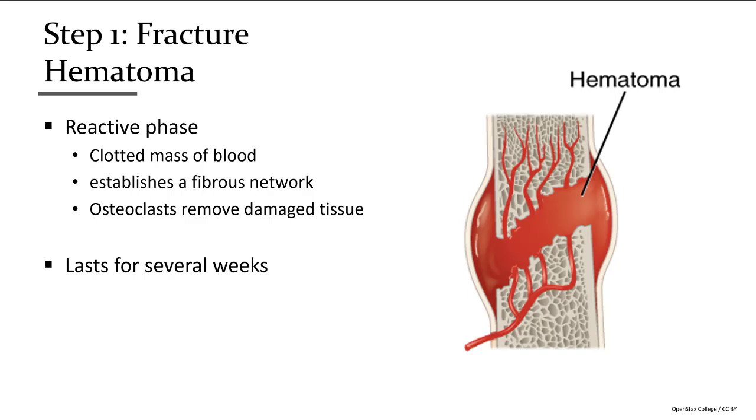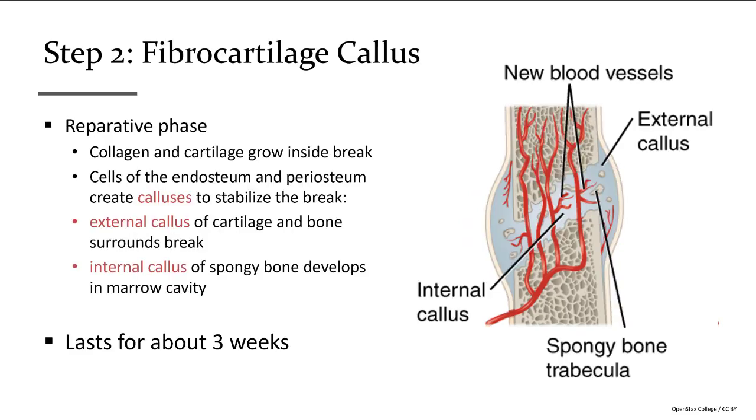It's filled with a clotted mass of blood that's establishing a fibrous network. Osteoclasts are trying to remove damaged tissue. We have a lot of inflammation during this time, and this can last for several weeks. This is why it's important to have the bone set at this time.